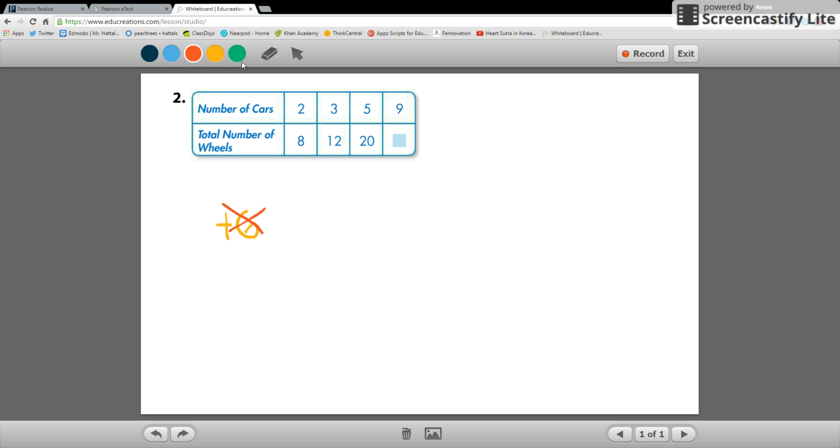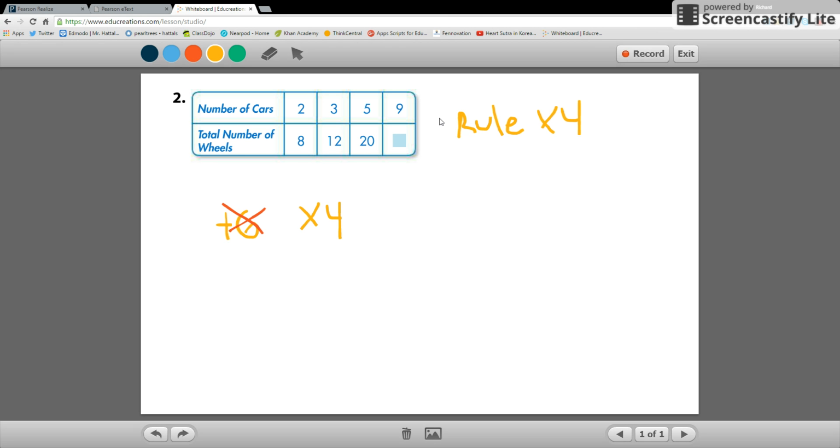All right, so what's another way that we can get 8 from 2? How about if we say 2 times 4 is 8, right? Well, that's true. Now let's look here. 3 times 4 is 12. Oh, okay. Well, that works right there. How about the next one? 5 times 4 is 20. Okay, so now we have determined our rule. So our rule is to multiply by 4.